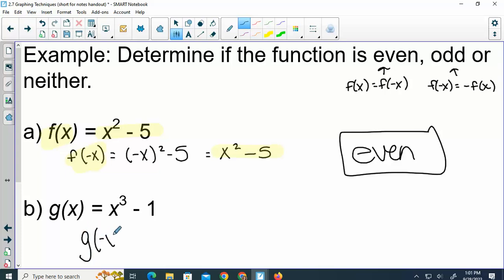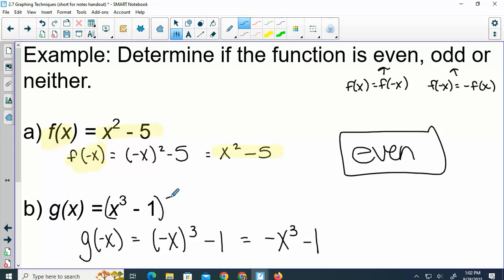On b, if I put in a negative for my x, a negative to the third is still negative. Is that what I started with? No. Okay, so even says whether x is positive or negative, we have to get the same thing, so we know it's not even. Odd says if x is negative, y is negative. Is this the exact opposite of what I started with? That means, is it the same as taking the original times negative 1? No, so this would be a neither.